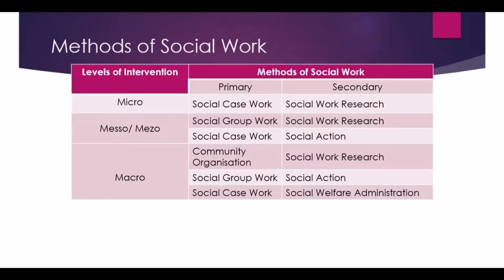Methods. So primary methods we have got three, that is social casework, social group work and community organization. And in secondary methods again we have got three, that is social action, social welfare administration and social work research. Now that means altogether there are six methods of social work, falling into two categories of primary and secondary. So three methods are there in the primary methods and three are there as the secondary methods.